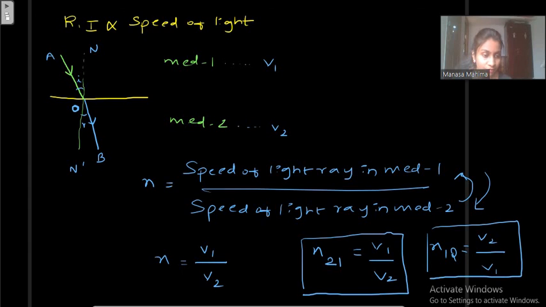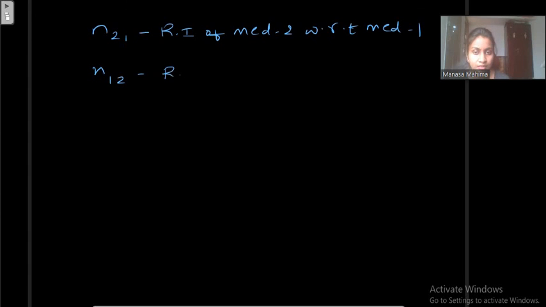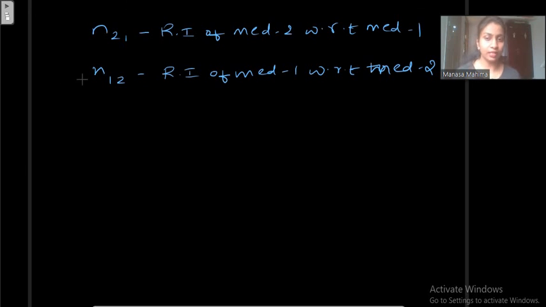This is the notation which is very much important. See, if I write N21, what does that represent? N21 represents the refractive index of medium 2 with respect to medium 1. And if I write N12, what does that represent? The refractive index of medium 1 with respect to medium 2. Okay, this notation is important while writing the formulas.